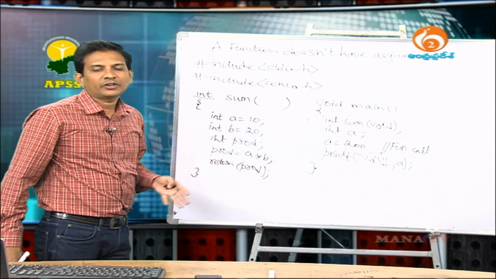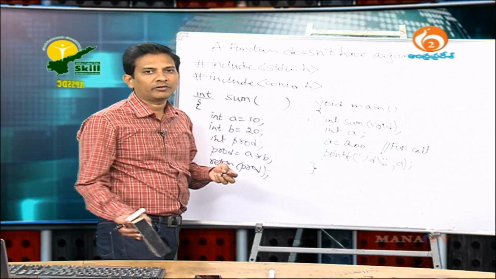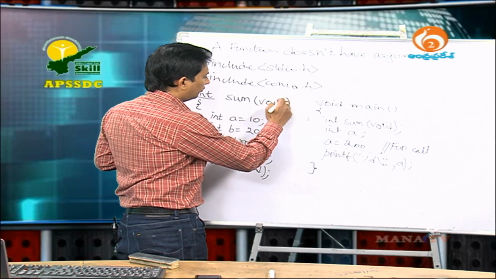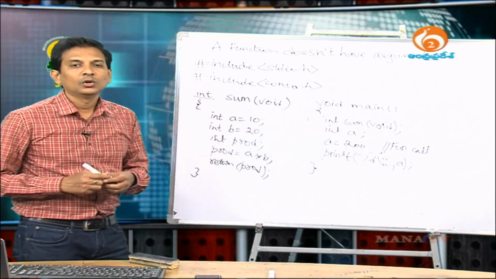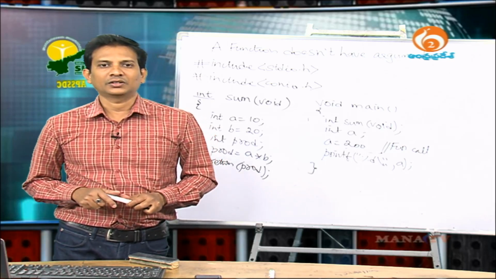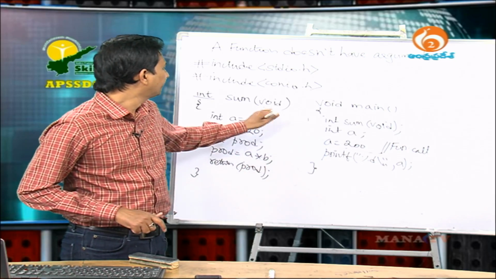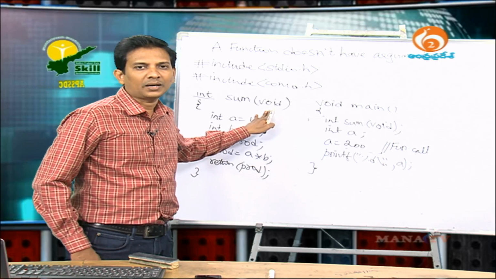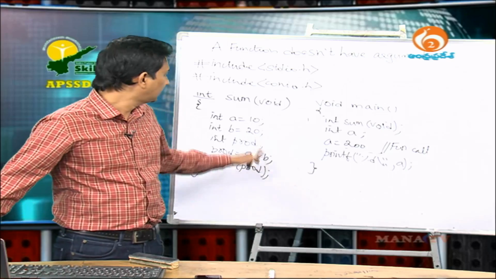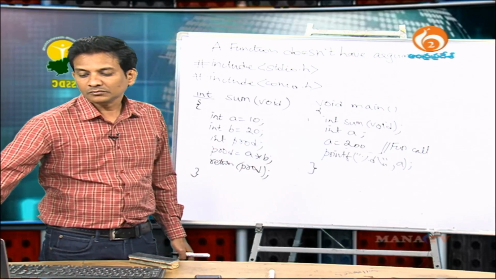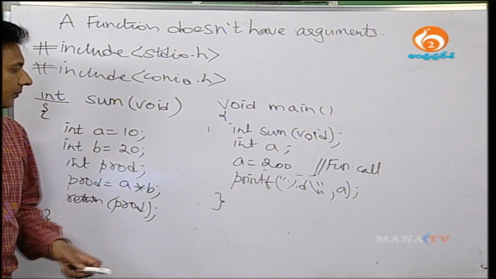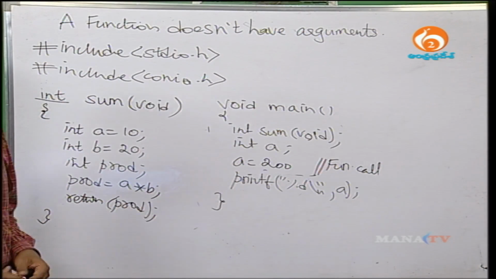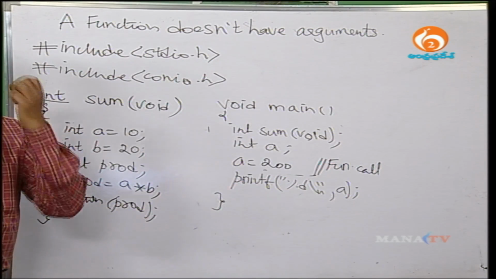That means we are not returning any value to the calling function. So, it is better to write void whenever you are not passing any value from the calling function to the called function. Void means there is no parameter to be received here. That indicates there is no parameter to be received here. For that reason we write void here.